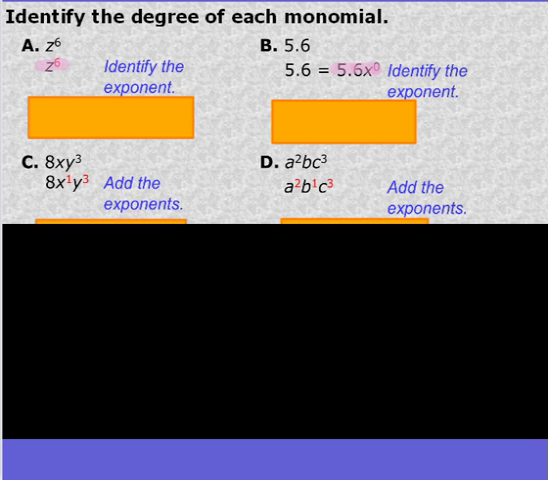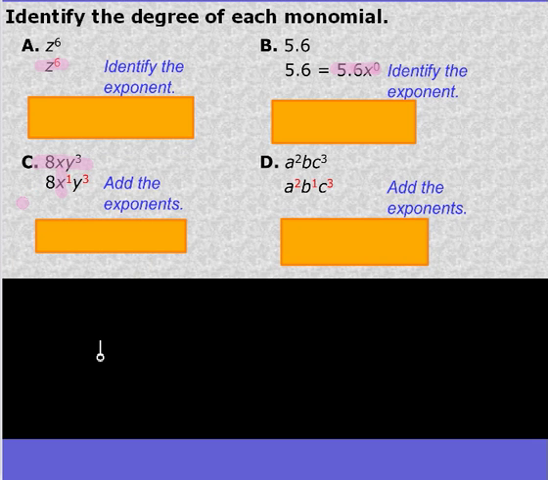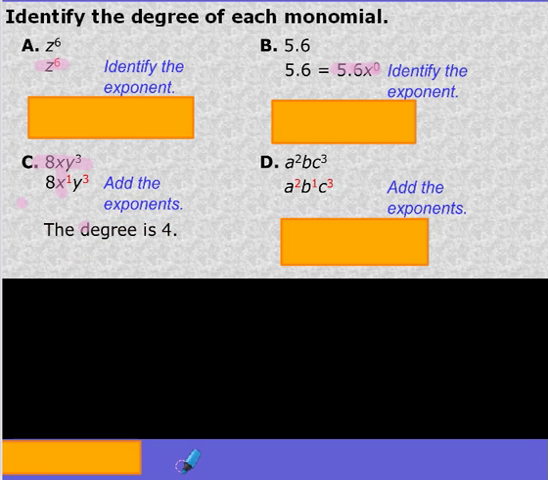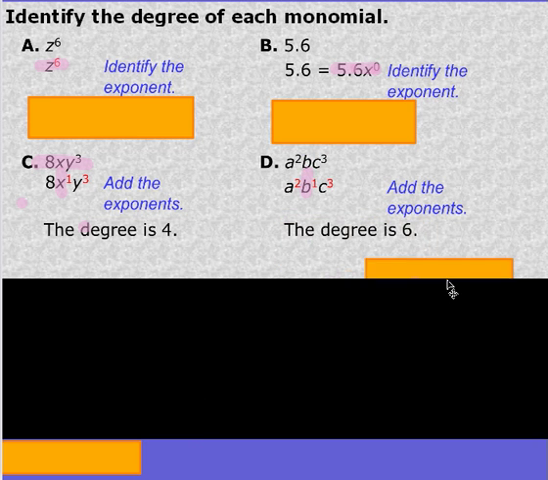All right. Now we have an expression with multiple variables in it. If a variable doesn't show an exponent, the implied exponent is 1. So we're just going to add those two exponents together, and we're going to get a degree of 4. Okay, the next one, again, the implied exponent here is 1, so we're going to add 2 plus 1 plus 3 and get a degree of 6.